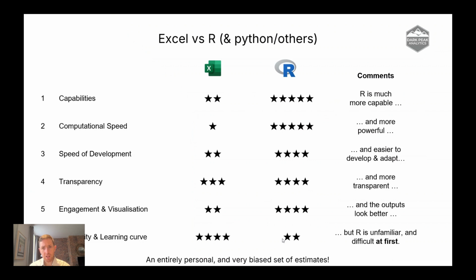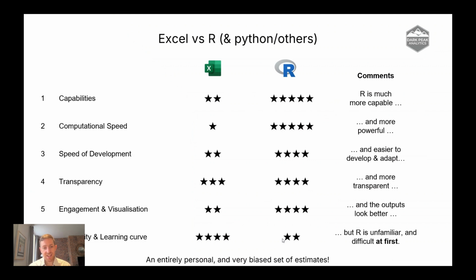So this is kind of where I think we are. I've split this up into 6 different categories: capabilities, computational speed, speed of development, transparency, engagement and visualization, and familiarity and learning curve. And so in our opinion, R is much more capable, much more powerful, easier to develop and adapt, more transparent. The outputs look better, but the big limitation is it's unfamiliar. It's a step into the unknown, and it's often very difficult to learn at first.